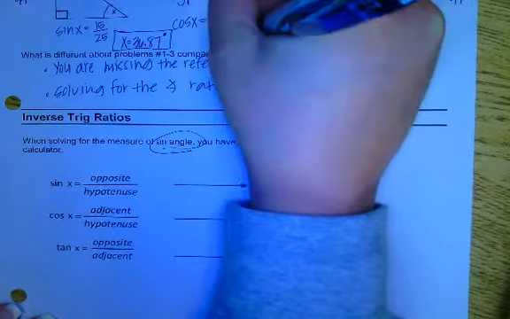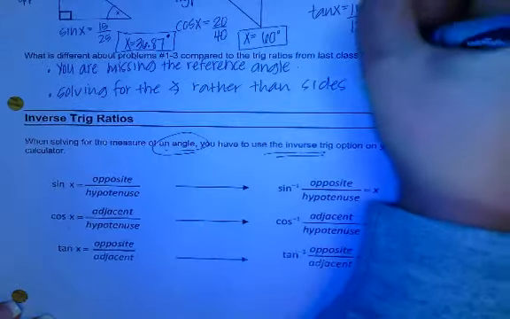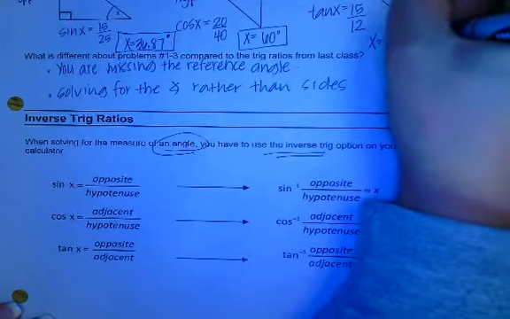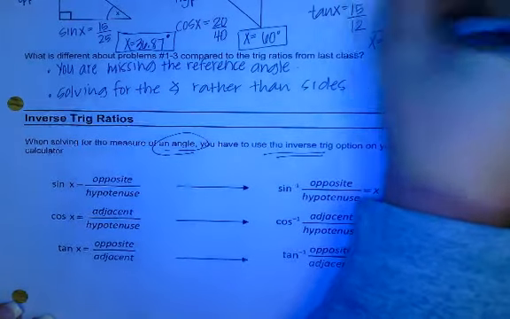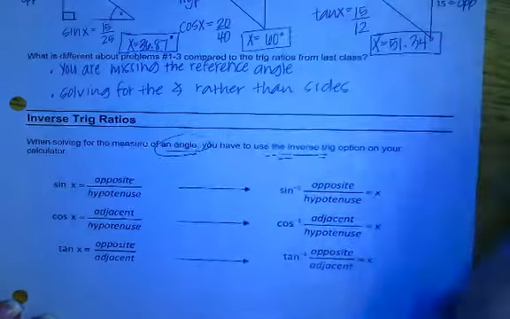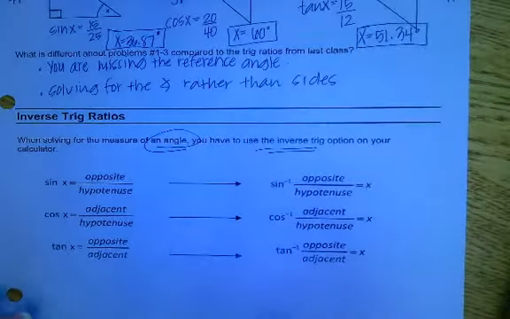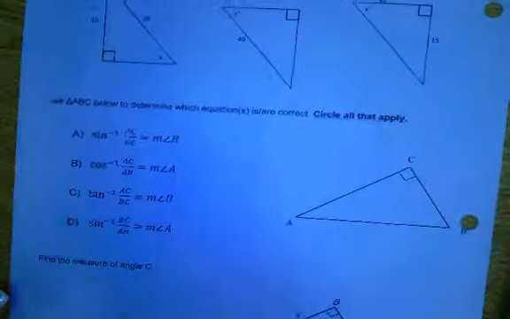Okay, what did you get as the angle measure for number 2? Okay, and number 3? Very good. Questions on that? This only works if you are solving for the angle. You will never use inverse trig to solve for a side, only the angle.